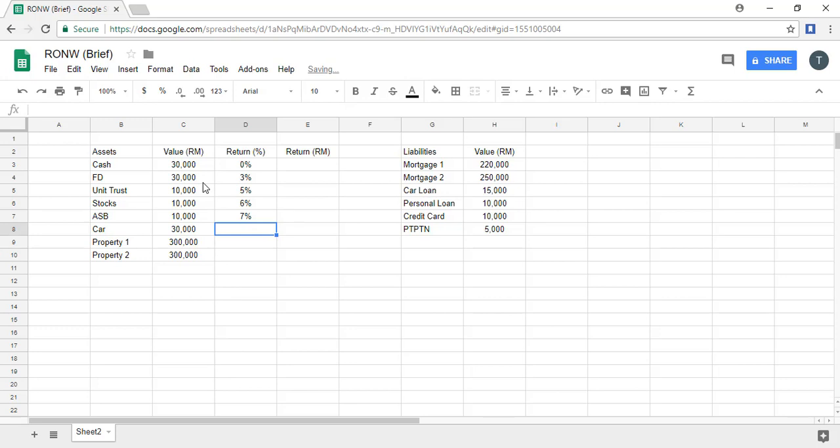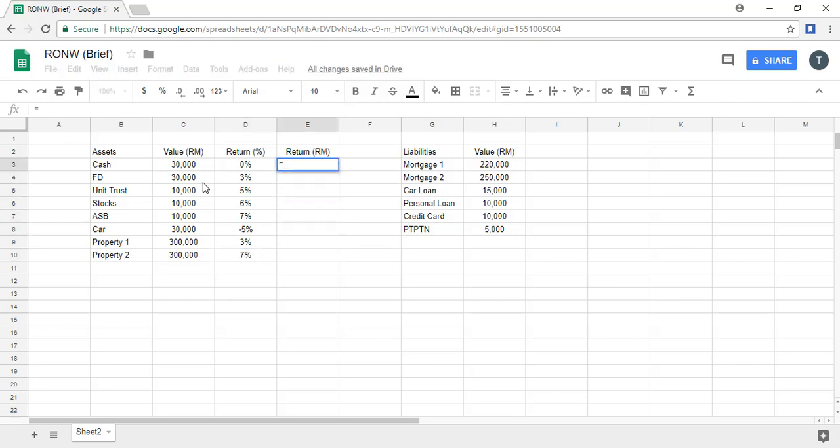For car, since it's a depreciating asset, let's say you may want to put in -5%. And for properties, since property 1 is your personal residence, let's say it appreciates by 3% per annum. And for property 2, let's say not only does it appreciate by 3% per annum, but you are also generating a rental yield of 4%. So in total, you should have 7%. So you may put that in.